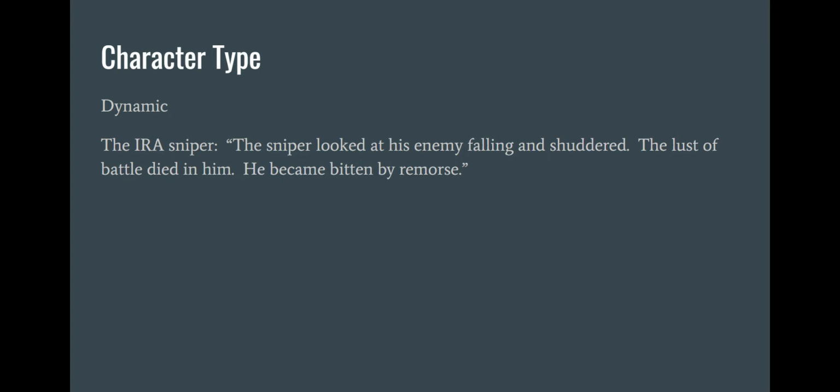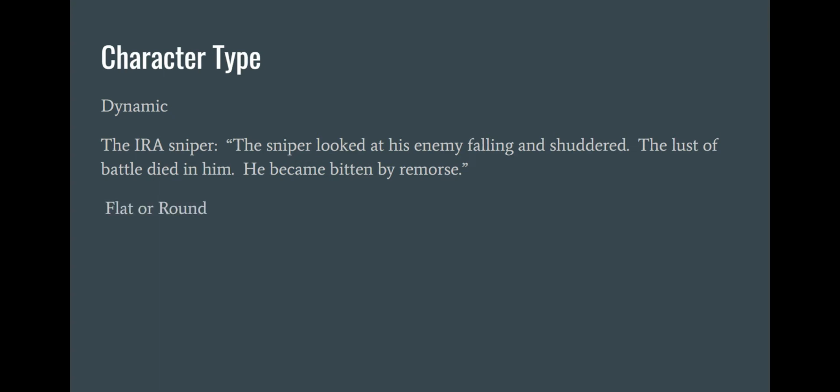He feels guilty. So this is a quote. The sniper looked at his enemy falling and shuddered. The lust of battle died in him. He became bitten by remorse. So this is a change that we see in him. The other deaths, he'd actually killed 2 people before this, and we didn't see this reaction from him. And for whatever reason now, after he shoots the enemy sniper, his feelings change and he feels guilty and he feels sick.